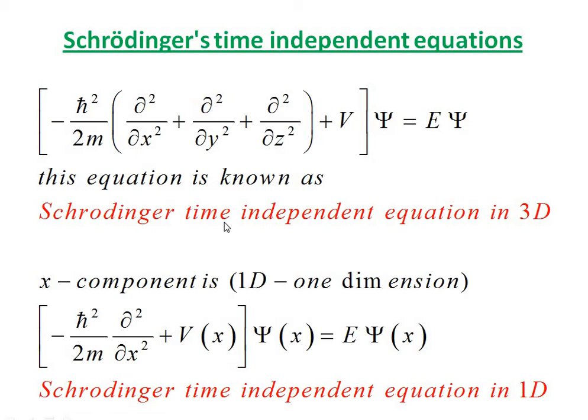Therefore, we call it the Schrodinger time independent equation. Now, if you consider only the x component in 3 dimensions, the y and z components disappear. Therefore, we'll get minus h cross square by 2m dou square by dou x square plus V of x, psi of x equal to E psi of x. This is our Schrodinger time independent equation in 1 dimension.